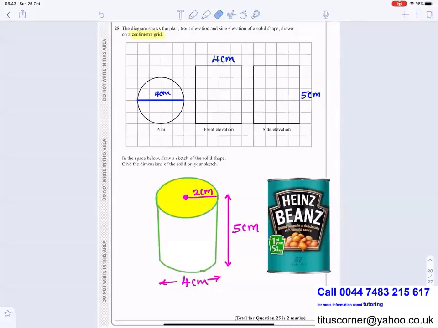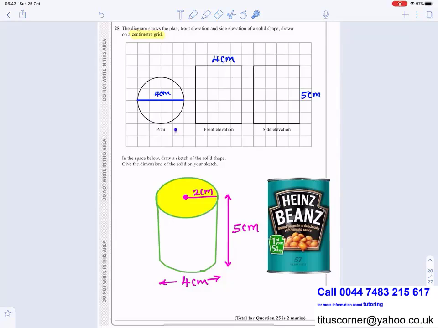Question number 25. The diagram shows the plan, front elevation, and side elevation of a solid shape drawn on a centimeter grid. So this grid is 1 centimeter by 1 centimeter, so each of them is 1 centimeter squared. So the plan is what you see.